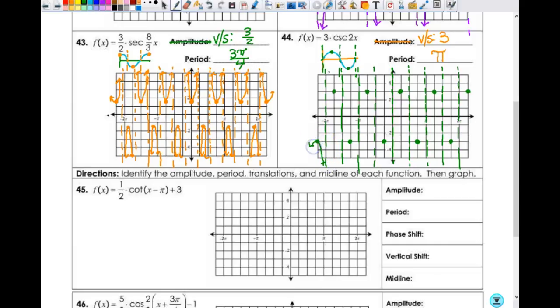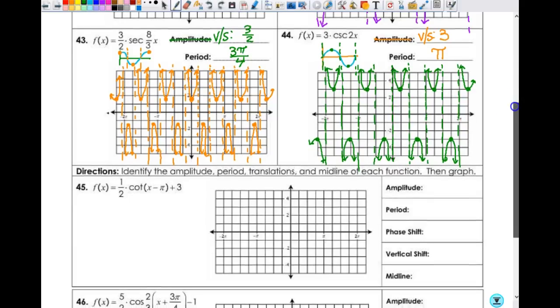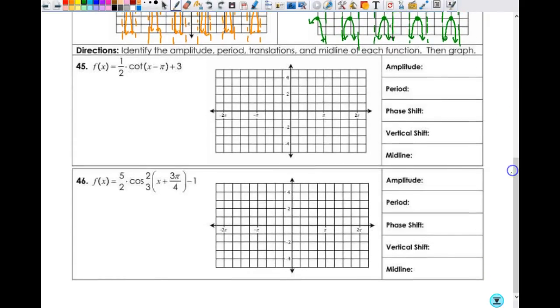And draw in my graph. And there is cosecant. All right, so then I have cotangent, and this one does have translations going on with it. So let's look at what we have here.